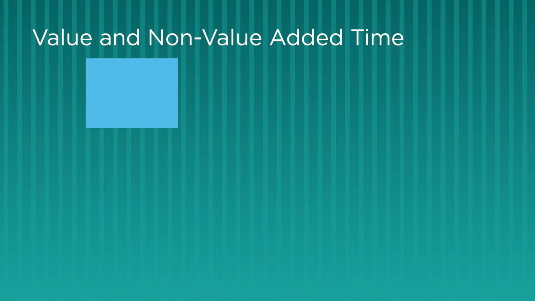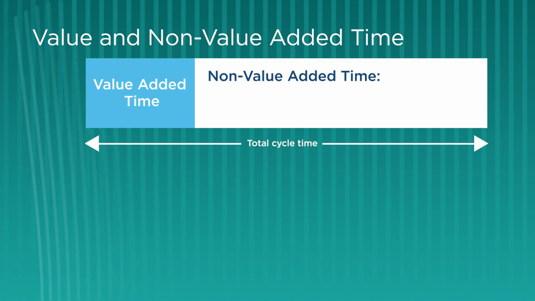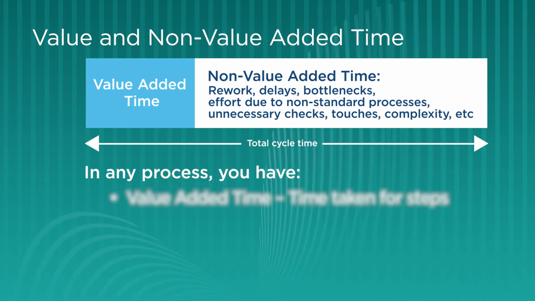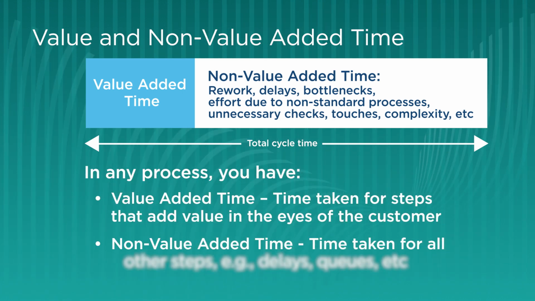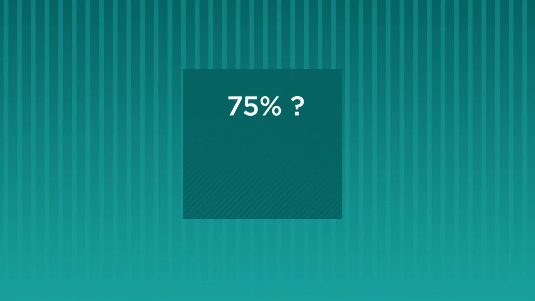Let's take a moment to think about the 2 types of time in any process: those that add value in the eyes of the customer, and the non-value added time, where you may have rework, delays, bottlenecks, and unnecessary complexity. What's your guess of the percent of cycle time during a process that is adding value? 75%? 50%? 25%? Well, most value stream mapping exercises find that actually less than 5% of activities add value in the eyes of the customer.